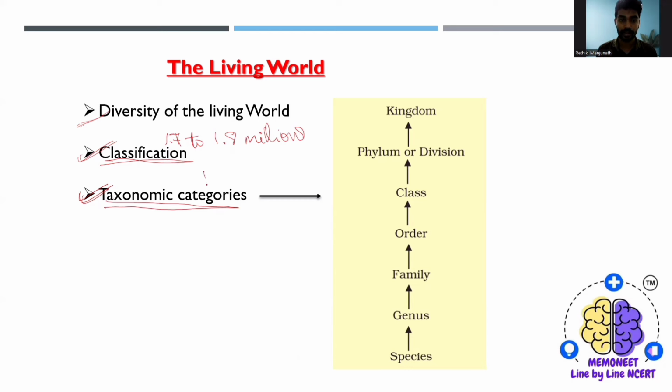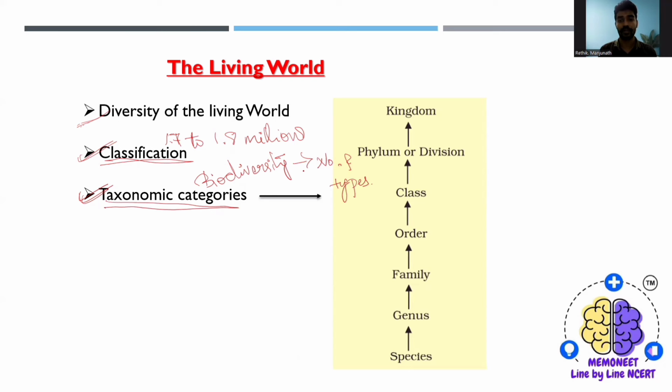When I'm talking about biodiversity, always remember: biodiversity is nothing but the number as well as types of the living organisms which are present on the earth. So we normally call it biodiversity.